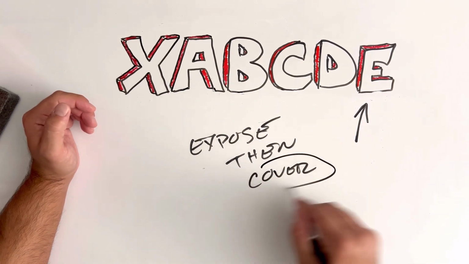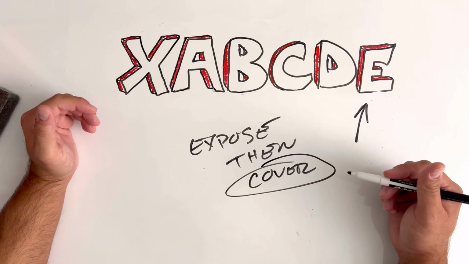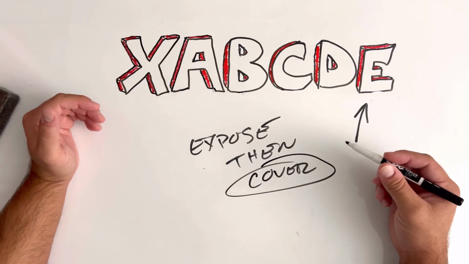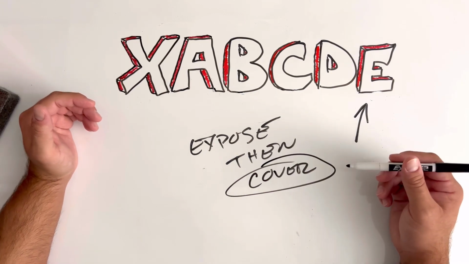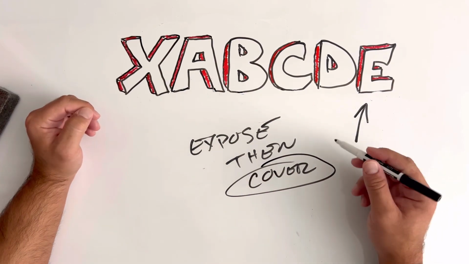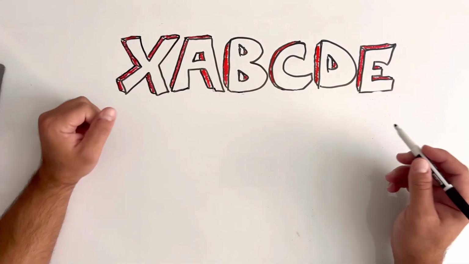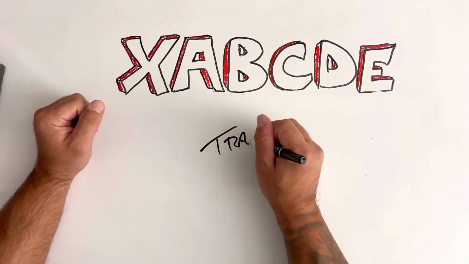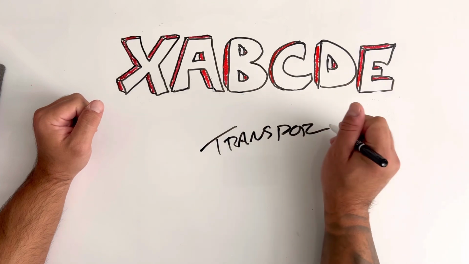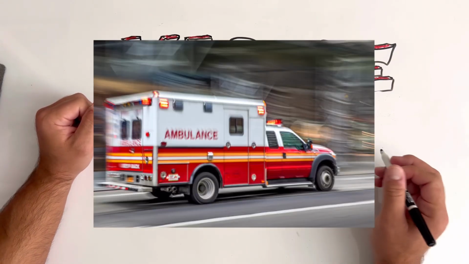However, once we complete our exam, we need to cover that patient back up. We can give them a blanket. We are trying to help with the patient's dignity, and we also want to provide warmth. So you expose, then cover. After all these things are said and done, that is the end of your primary assessment. And now we have a good idea of what our transport decision is.